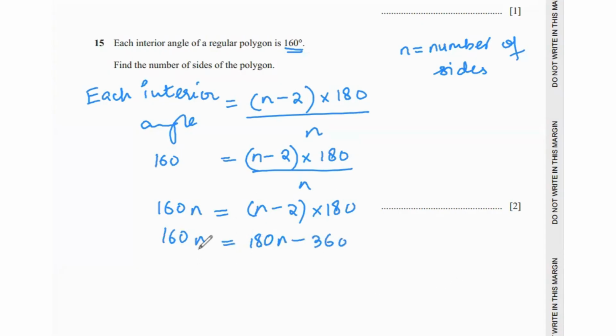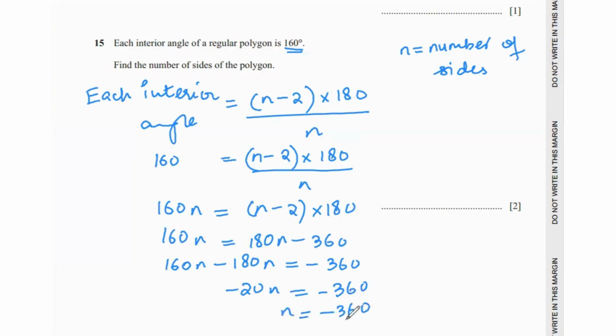Then we collect the like terms on each side. So 160n minus 180n equals negative 360. That's going to be negative 20n. Then we divide negative 360 by negative 20. When you're dividing two negative numbers, the answer is positive. Cancel the zeros out. 36 divided by 2 is 18. So the polygon has 18 sides.